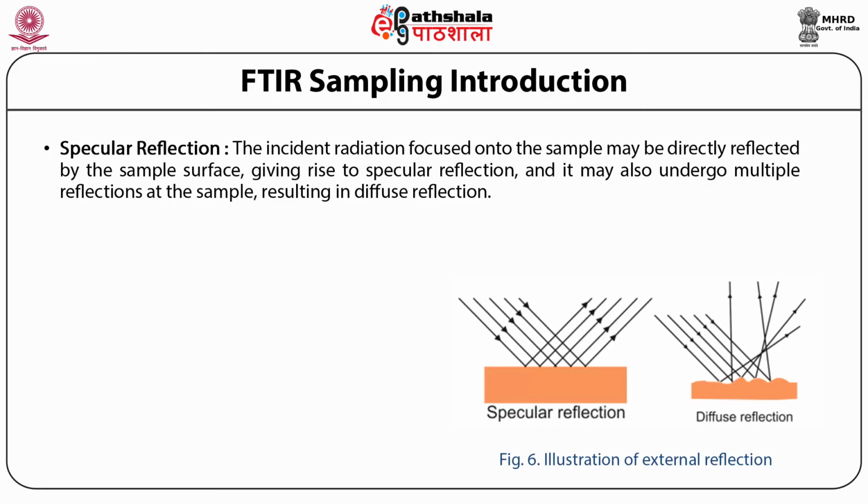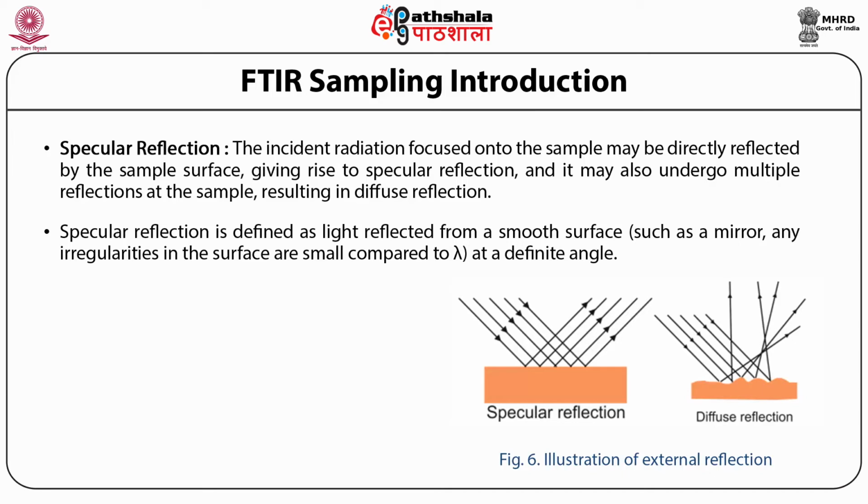The incident radiation focused onto the sample may be directly reflected by the sample surface, giving rise to specular reflection. And it may also undergo multiple reflections at the sample, resulting in diffuse reflection. In external reflectance techniques, the radiation reflected from a surface is evaluated. So, specular reflection is defined as the light reflected from a smooth surface, such as a mirror. Any irregularities in the surface are small compared to lambda at a definite angle.